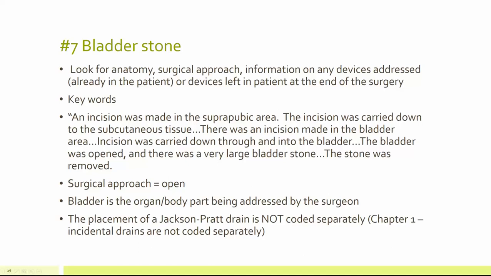Number 7, the patient has a large bladder stone. The case study, under the word procedure, states the patient was prepped and draped in the usual manner. An incision was made in the suprapubic area. The incision was carried down to the subcutaneous tissue. The fascia was nicked, and the incision was carried up and down using the Mayo scissors. The rectus muscle was separated. The area of the bladder was identified. The bladder was irrigated. There was an incision made in the bladder area.